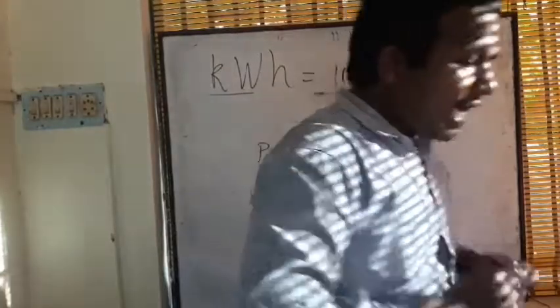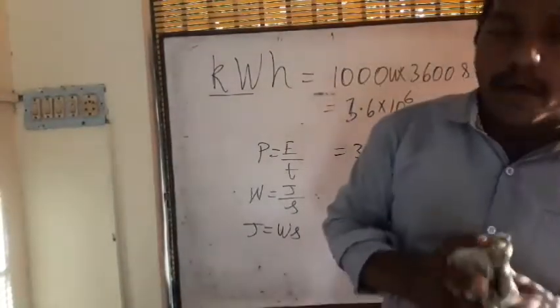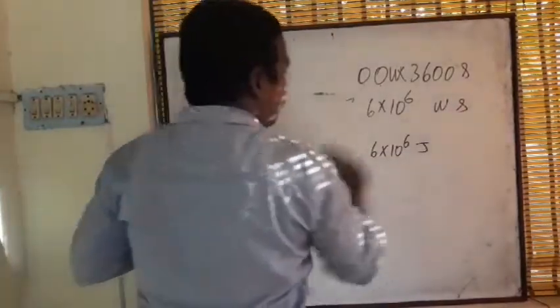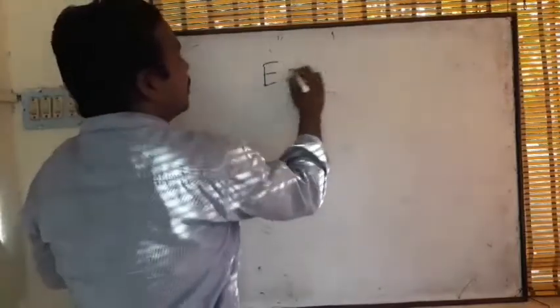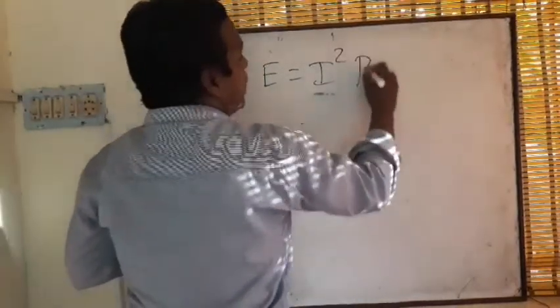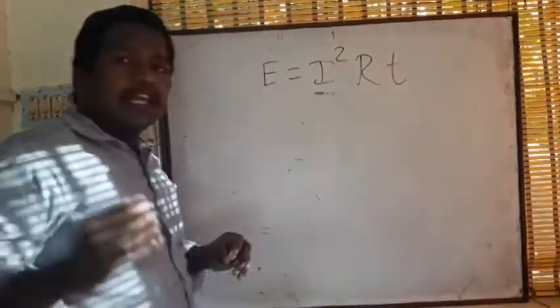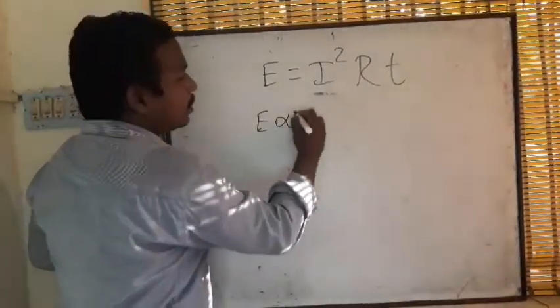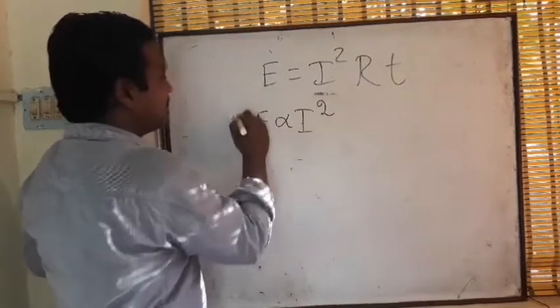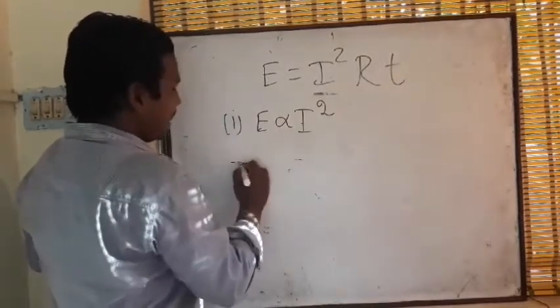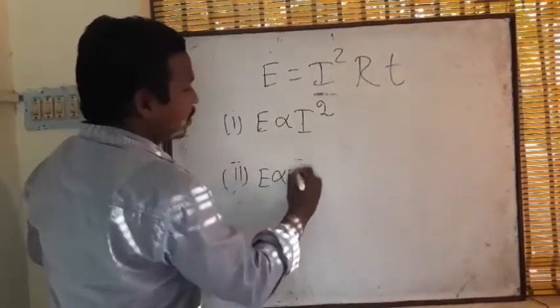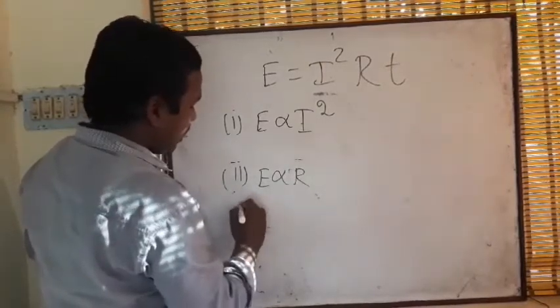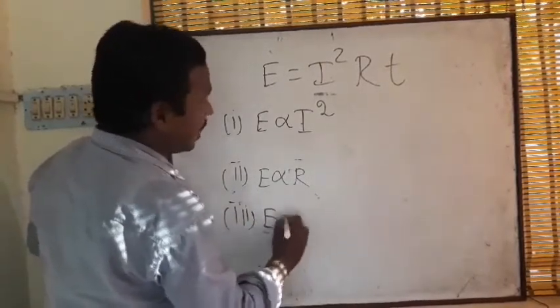Now I am going to tell you what Joule's law of heating is. One of the formulas we learned is I square Rt, so energy is equal to I square Rt. How do we state Joule's law of heating? Energy is directly proportional to the square of the current, the first statement. The second statement, energy is directly proportional to the resistance. The third, energy is directly proportional to the time.